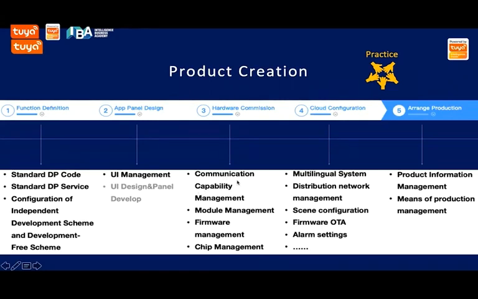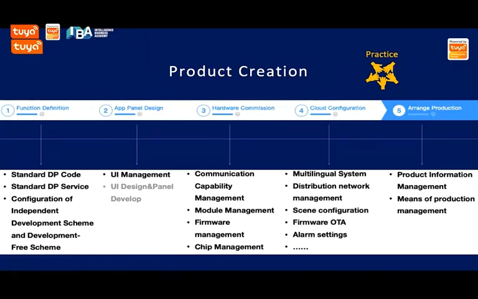And the third step is hardware commissioning. This is mostly used for factories or developers. On this page, we have modules, firmwares, and also SDKs for development. And the fourth part is cloud configuration. We support different language settings, alarm settings, distribution network settings, etc. And after all of the configurations are done, we can arrange production for trial run or mass production.